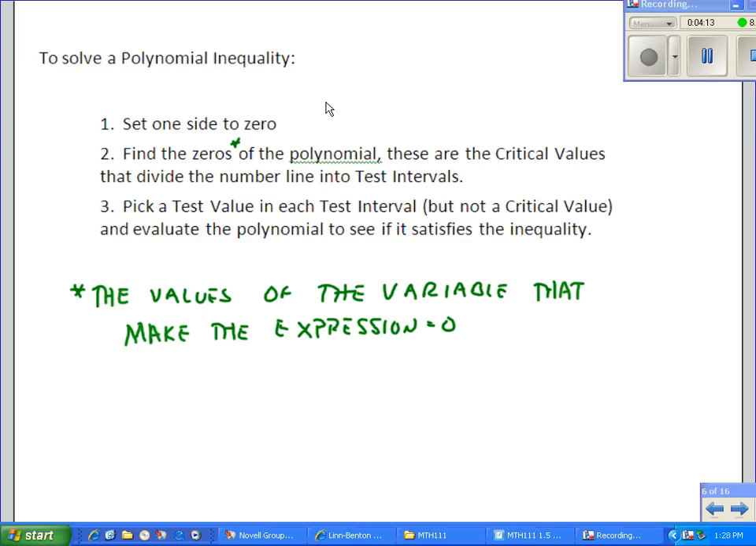So in general, to solve a polynomial inequality, set one side equal to 0, find the zeros of the polynomial, these form the critical values that divide the number line into test intervals, pick an arbitrary test value in each test interval, but you can't use the critical values, and evaluate the polynomial to see if it satisfies the inequality.